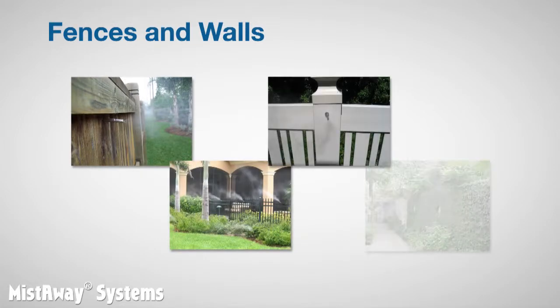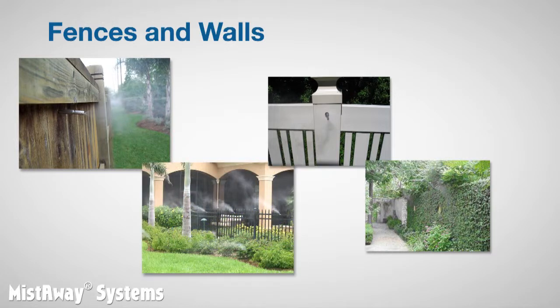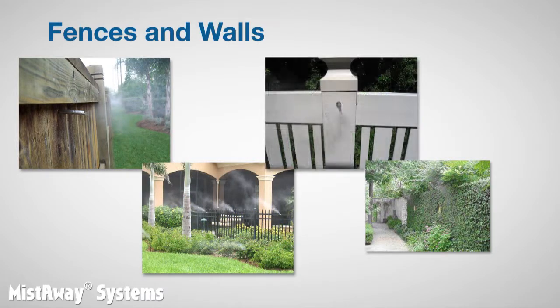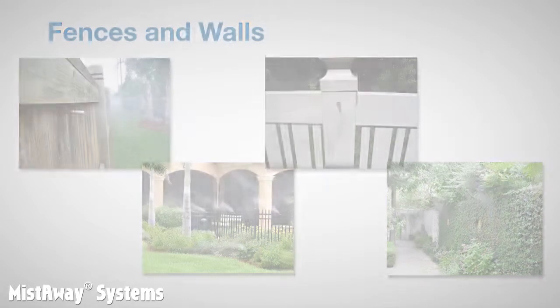Here are just a few examples. Here the nozzles are installed on a wood privacy fence. Here, on a wrought iron fence. In this photo, they're on a vinyl fence. And here, on a stone wall. Each type of fence or wall presents its own possibilities and challenges with respect to installation technique. We cover some of these as well as specific techniques for other surfaces in other videos in the series.